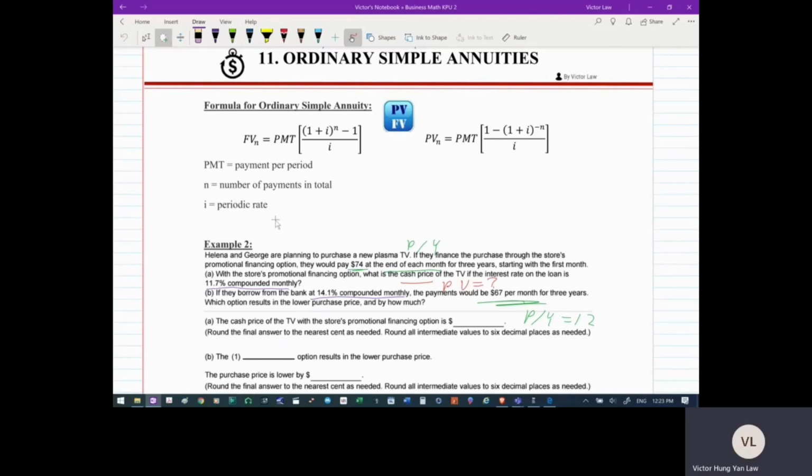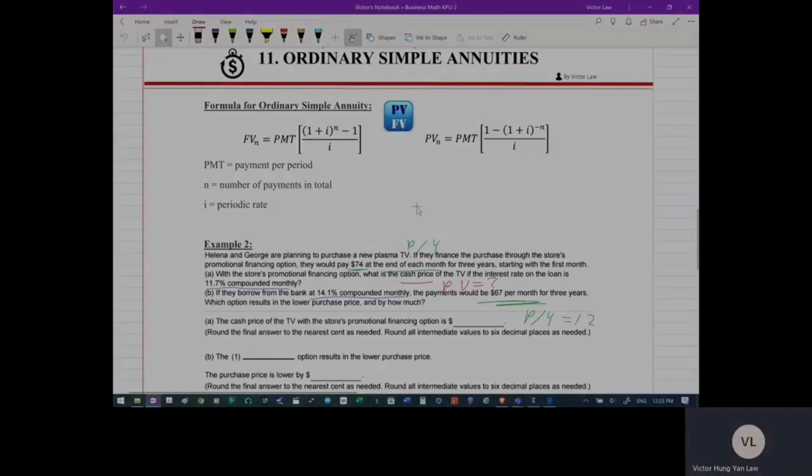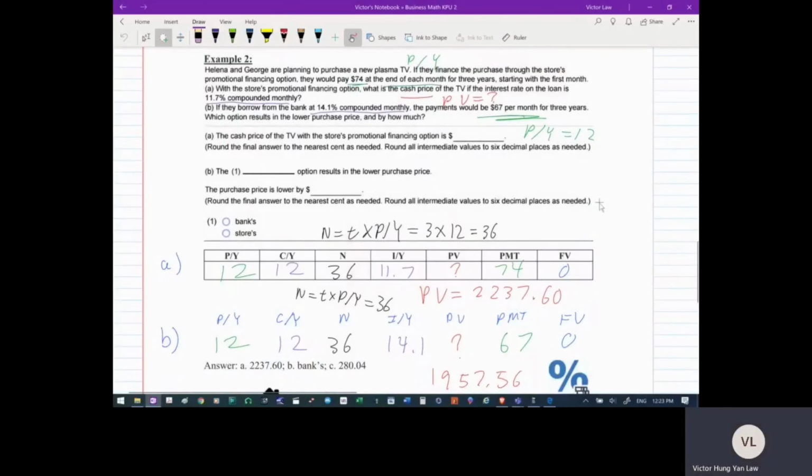So if you want to use the algebraic method, you're welcome to use the algebraic method. I will only show you the financial calculator methods. So example 2, we have Helena and George planning to purchase a new plasma TV. If they finance the purchase through the store's financing promotional options, they will pay $74 at the end of each month for 3 years, starting at the first month. Part A, with the store's promotional financing option, what is the cash price of the TV if the interest rate of the loan is 11.7% compounded monthly?